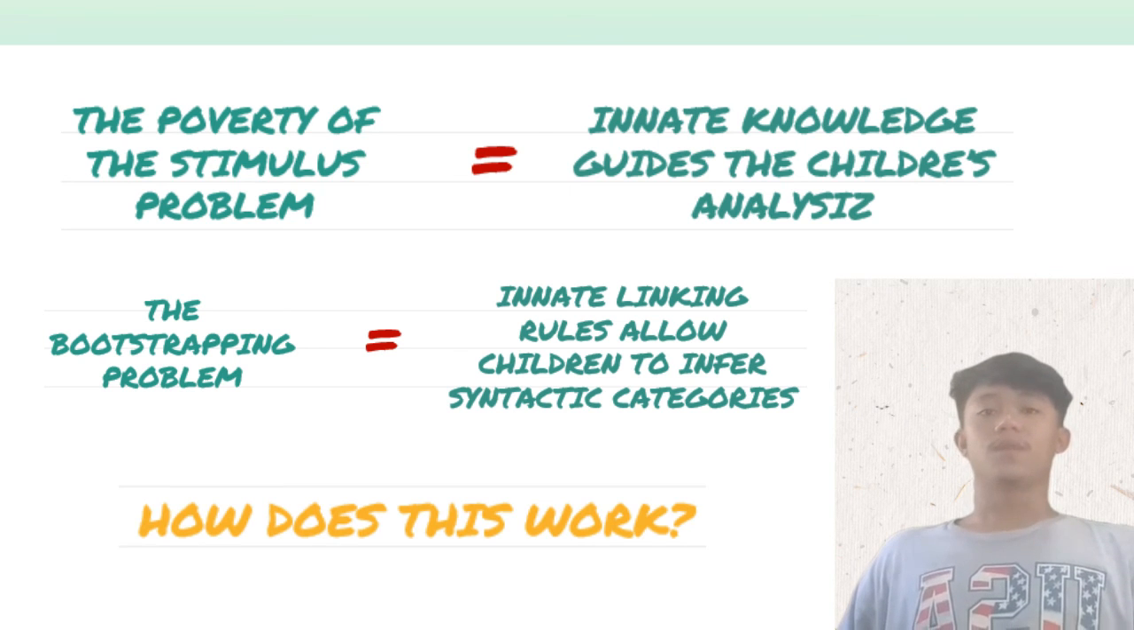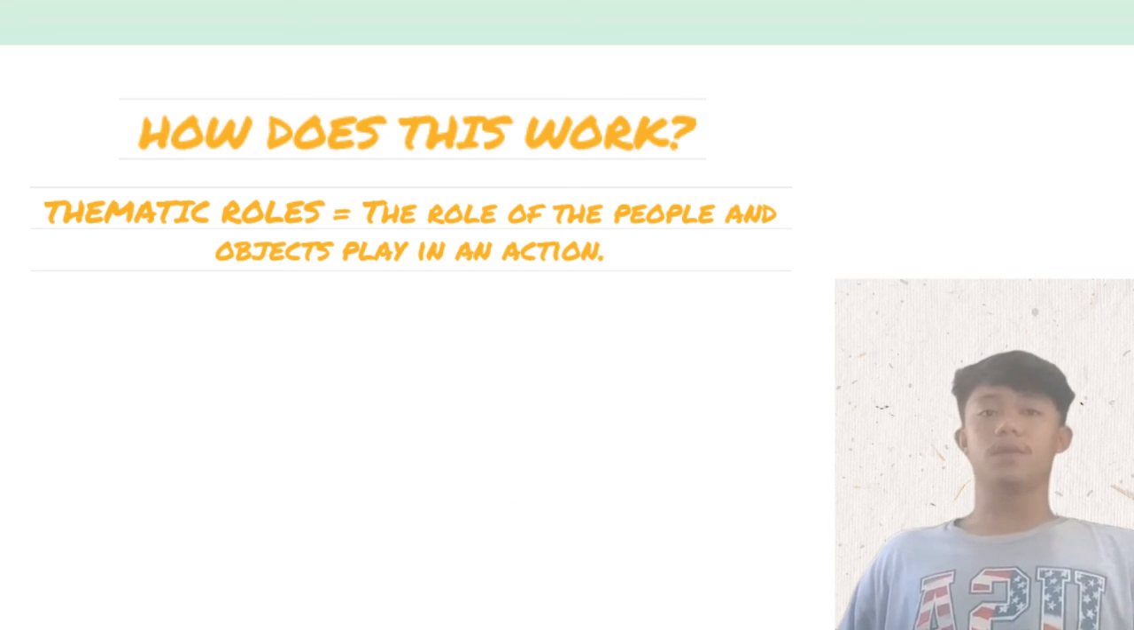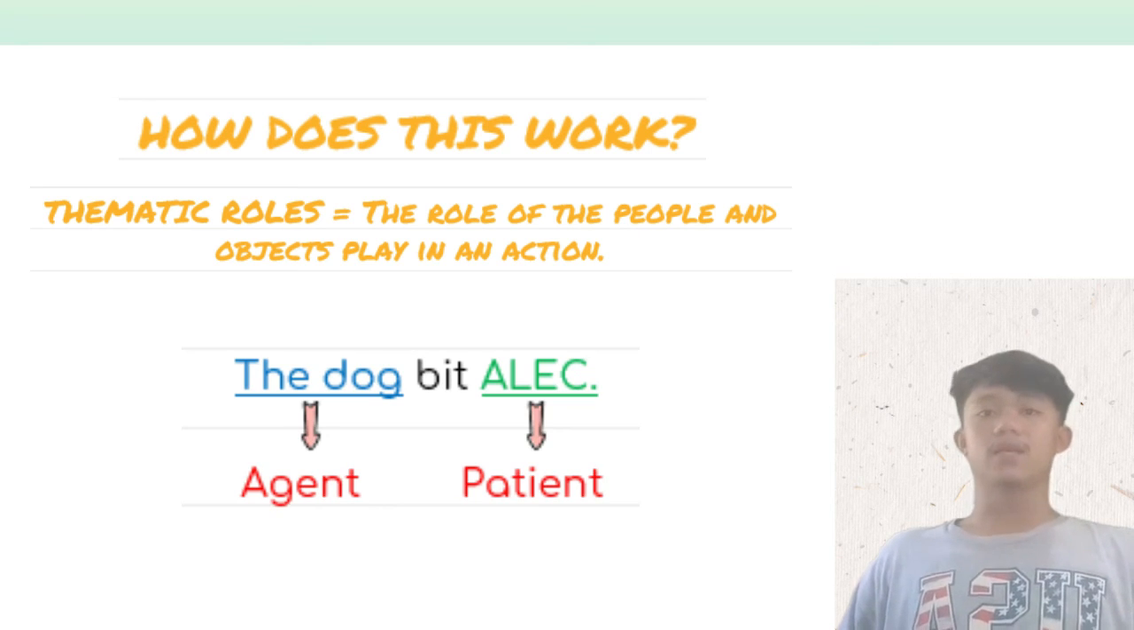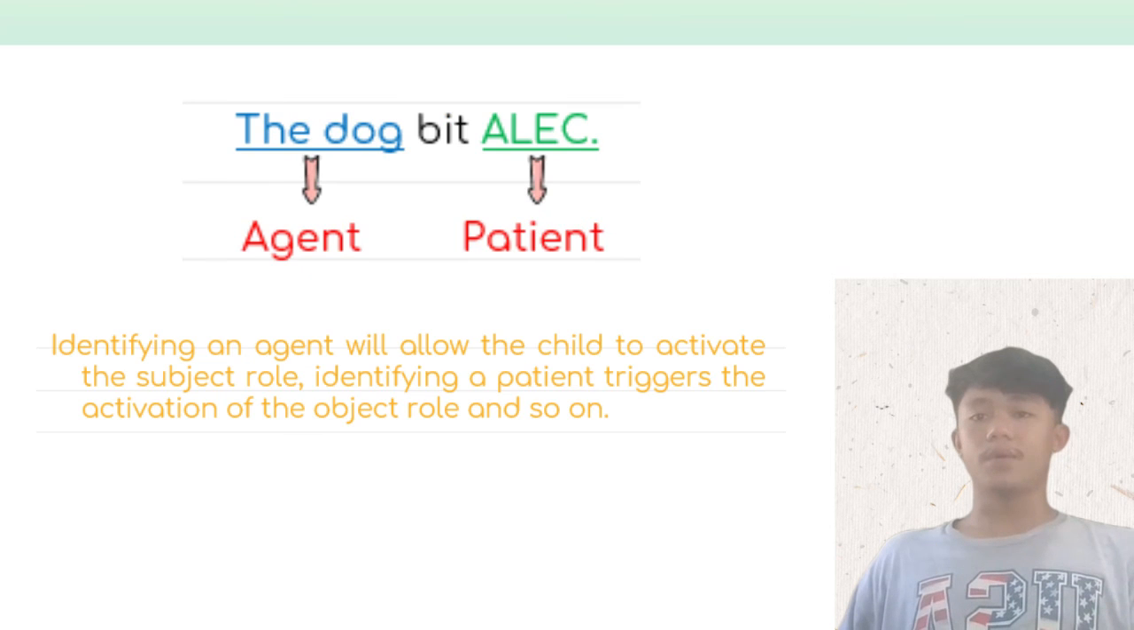How does this work? Thematic roles refer to the role that people and objects play in an action. So in the sentence, the dog bit Alex, the dog is the agent of the action, the one who bites, and Alex is the patient, the one that got bitten. Because of this, it is relatively easy to identify the thematic roles in a sentence by observing the situation being described. With linking rules, the child can then link these thematic roles to the correct syntactic roles. For example, identifying an agent will allow the child to activate the subject role.